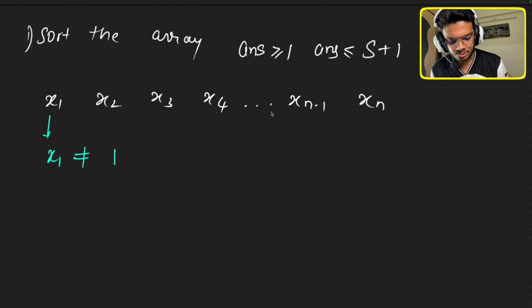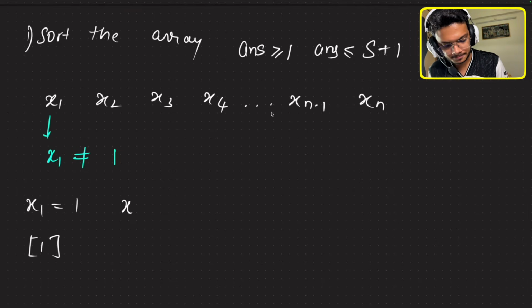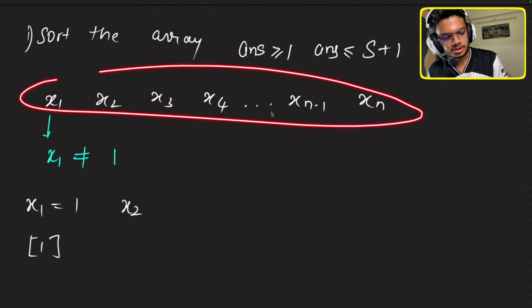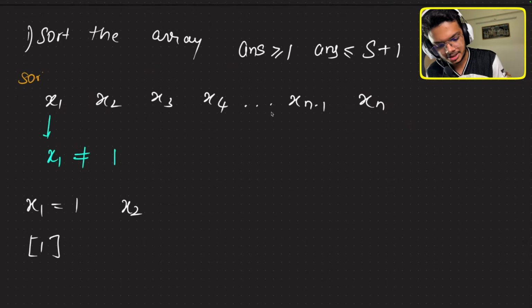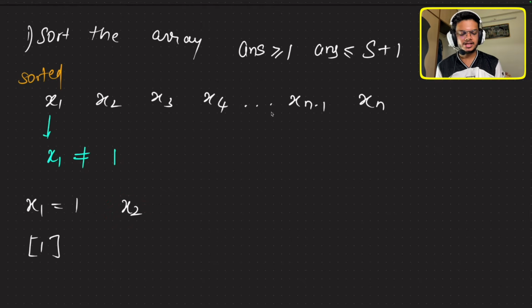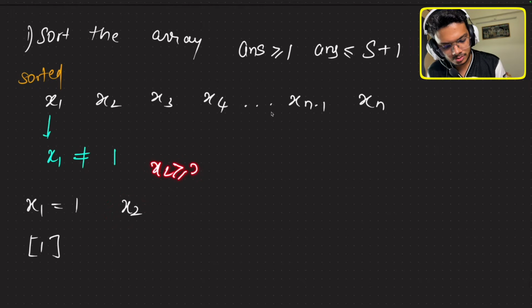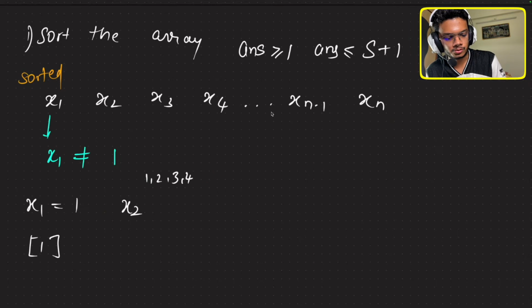But let's say x1 is indeed 1. So if x1 is 1, we can create a sum 1. Let me denote it like this. Alright, so if x1 is 1, what do you know about x2 then? What are all the possible values of x2, by the way, guys? You know that this array is sorted. So x2 will of course be greater than or equal to x1, right? So it can have all the values in the range 1, 2, 3, 4, and so on, because x1 is 1.